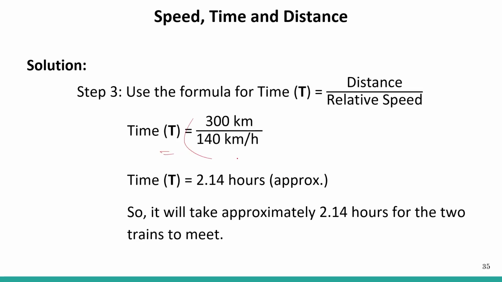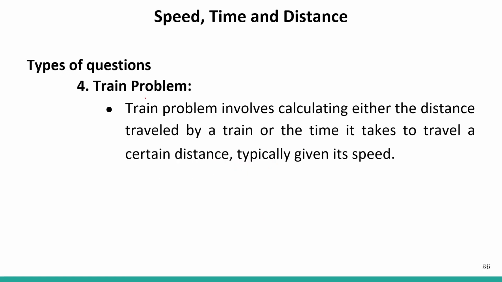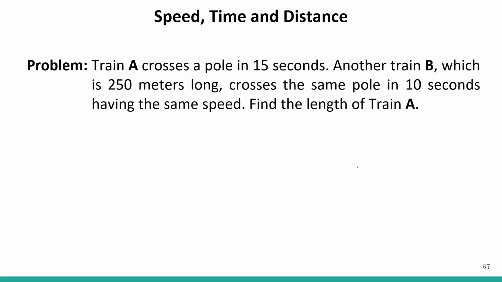So time will be 300 by 140. Cancelling a 0 out, we are left with 15 by 7 hour. So time will be 2.14 hours approximately. So it will take approximately 2.14 hours for the two trains to meet. So a train problem involves calculating either the distance traveled by a train or the time it takes to travel a certain distance, typically given its speed.